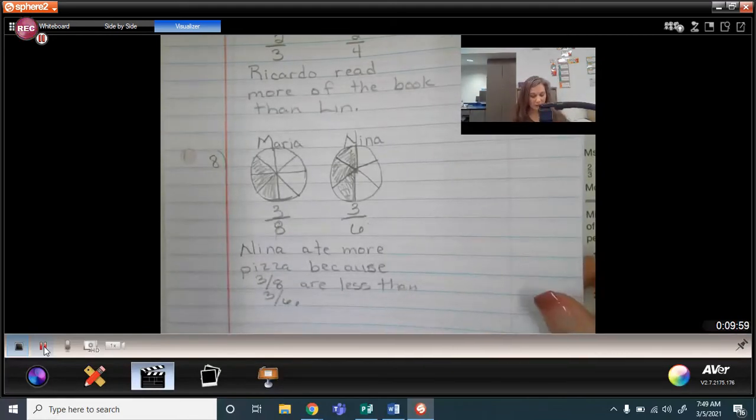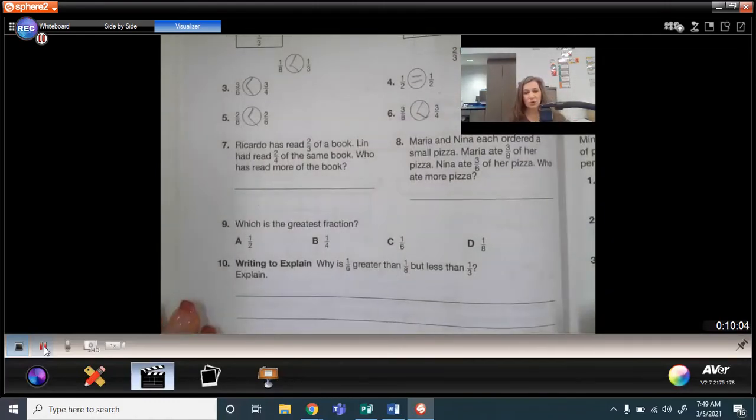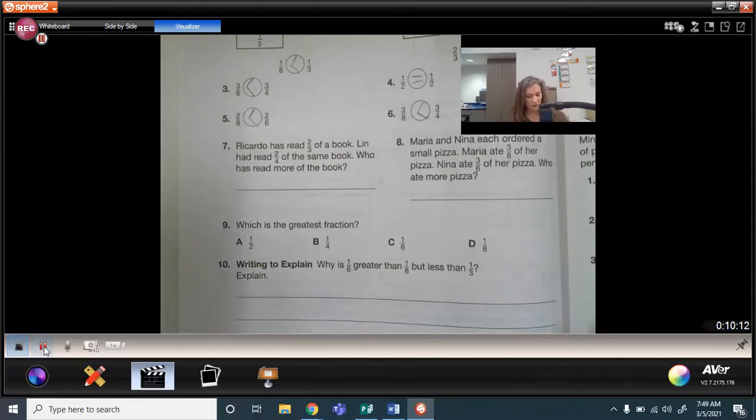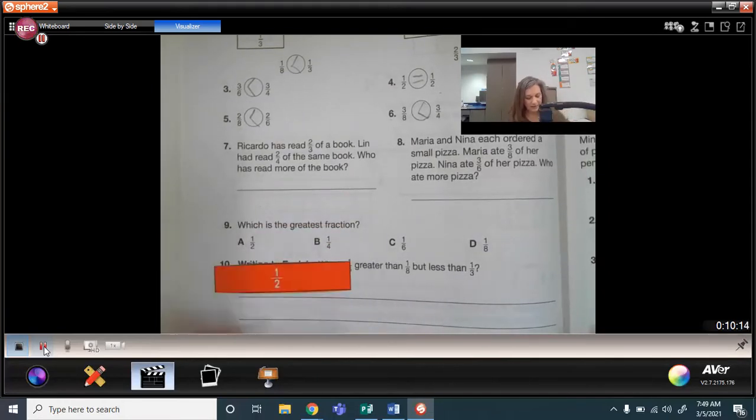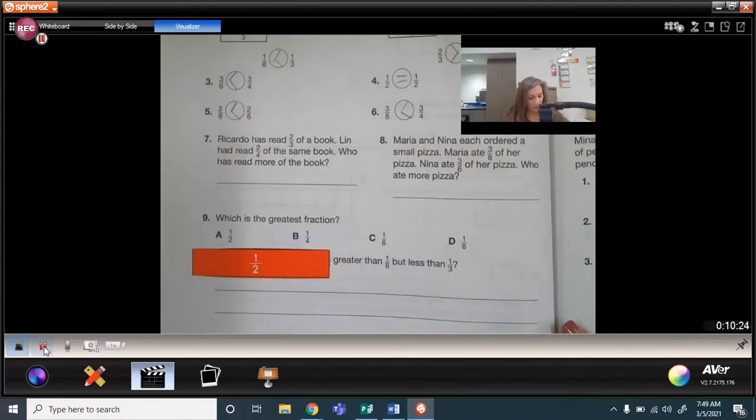Okay, remember, you were modeling for 7, 8, and 10. Number 9 asks you which fraction is the greatest. So remember, the largest fraction that you have are your halves. And why is that? Because when you take a whole and break it up into 2 pieces, those are the largest pieces that you can make with the smallest denominator. Then you have thirds, but they don't ask you about thirds. You have a fourth, a sixth, and an eighth.